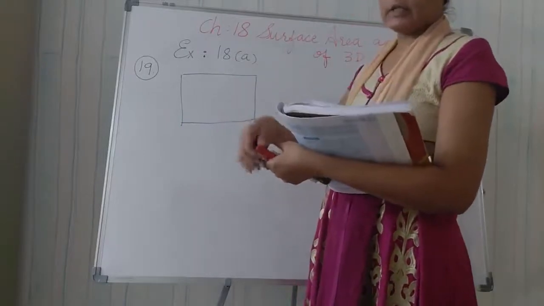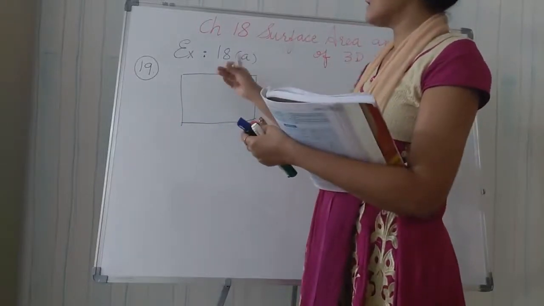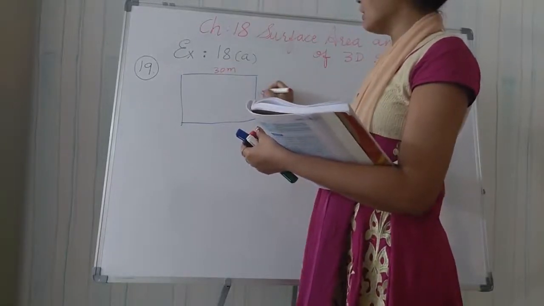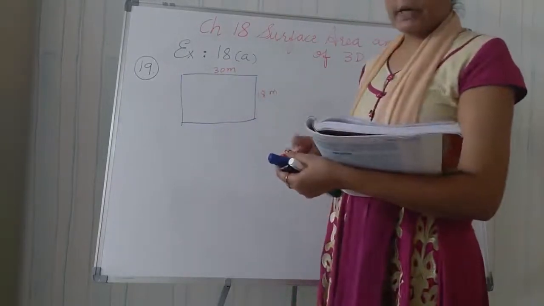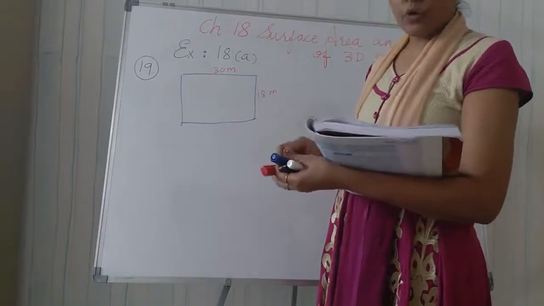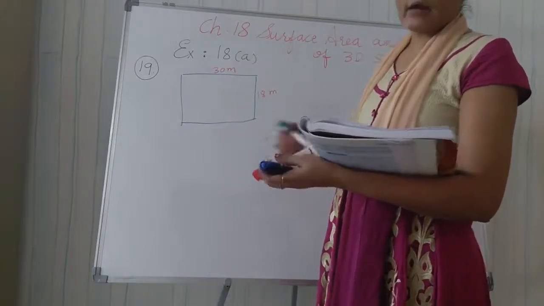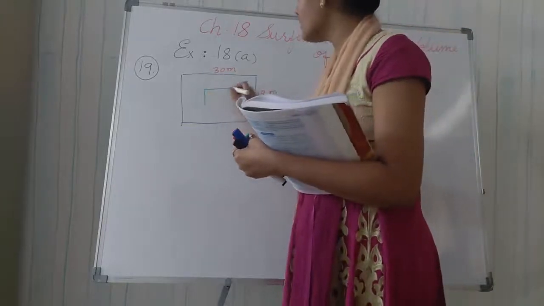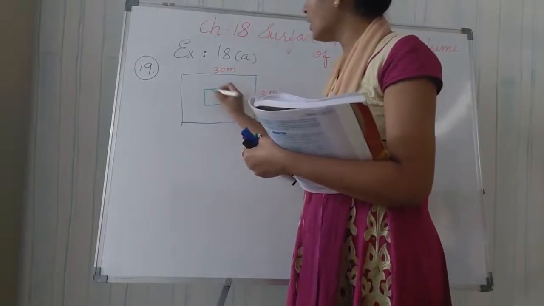We are given its length and breadth, that is 30 meter length and 18 meter broad. Now a pit 6 meter long, 4 meter wide and 3 meter deep. So students, in the middle of this there is a pit. Pit means you all know गड्ढा.